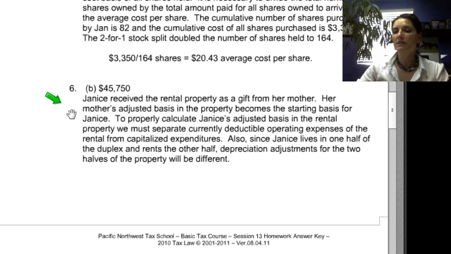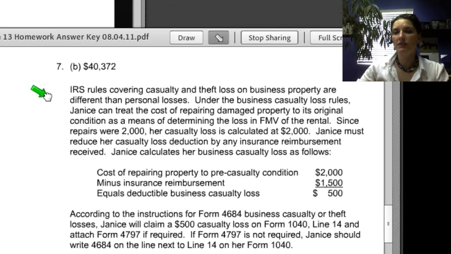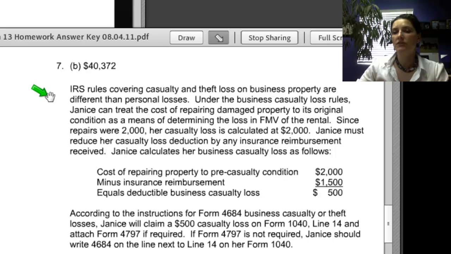Janice received the rental property as a gift from her mother. Her mother's adjusted basis in the property becomes the starting basis for Janice. To properly calculate Janice's adjusted basis in the rental property, we must separate currently deductible operating expenses of the rental from the capitalized expenditures. Also, since Janice lived in one half of the duplex and rents the other half, depreciation adjustments for the two halves of the property will be different. And question number 7, the correct answer is $40,372, and here's some information relevant to this calculation.